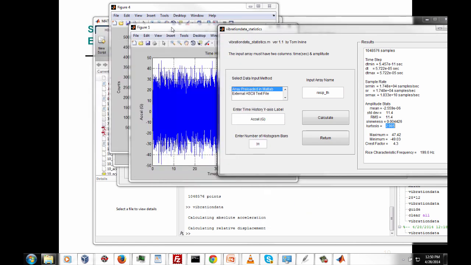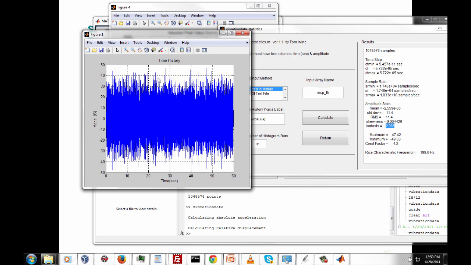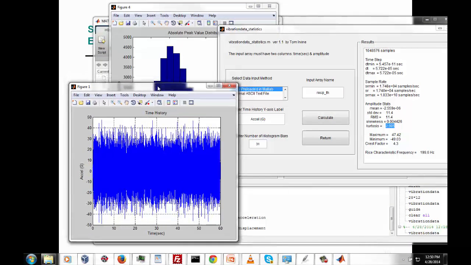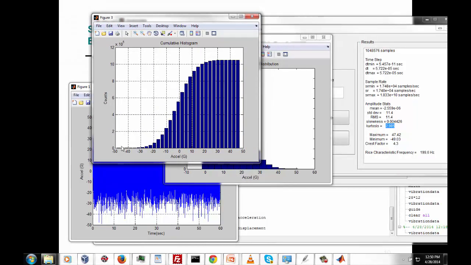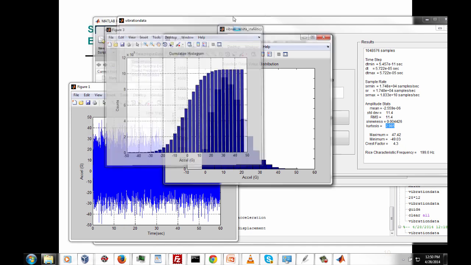And this is a histogram of the instantaneous values. And here's the response acceleration time history itself, which we've seen before. What other plots do we have here? Cumulative histogram. Someday we're going to be interested in that, but I guess not today.